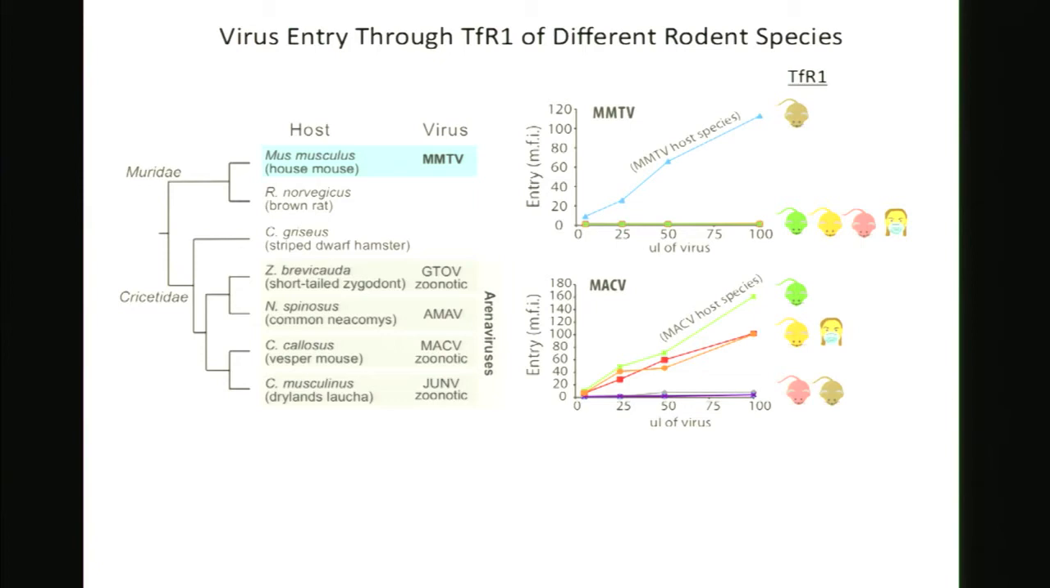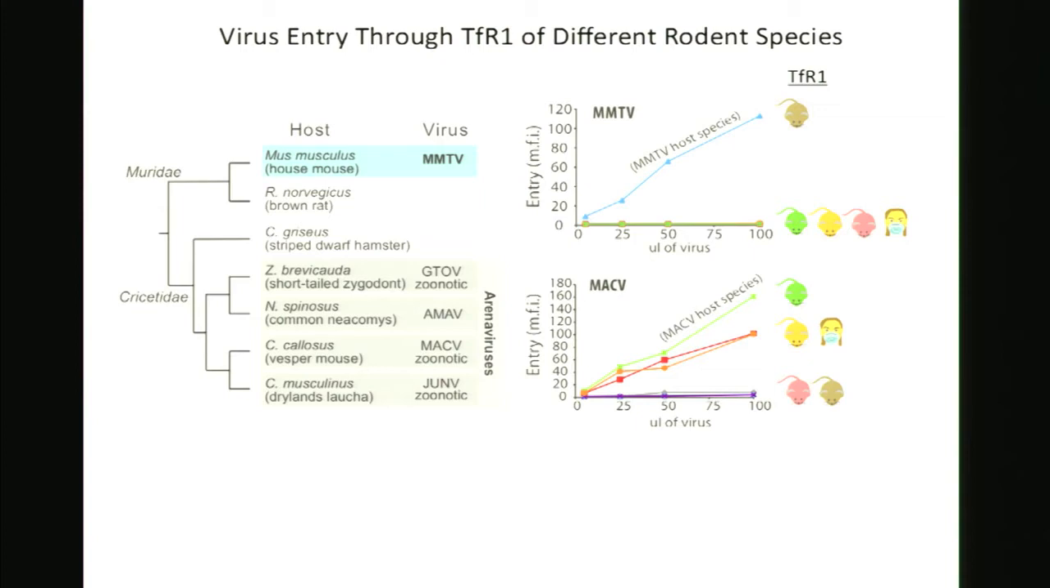If you're not familiar with rodent phylogeny, which you may not be, here are the 2 major families of rodents. We've got the Muridae rodents, which includes our boring friend, the house mouse, who is the only host of MMTV. And then the Chrysotati rodents include these various Central and South American rodent species which harbor these arenaviruses, several of which are zoonotic. Okay, so what I'm showing you here is we've expressed these different receptors, the transferrin of the house mouse, which is our brown mouse, and then these fancier ones from the Chrysotati clade.